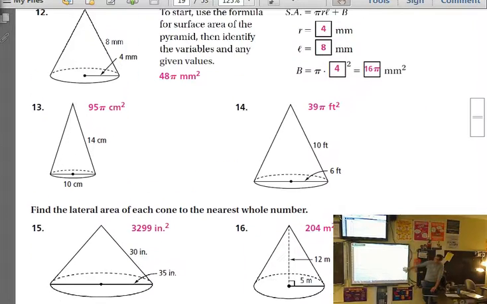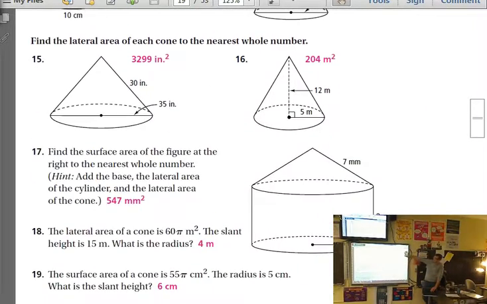On 15, I got the... On 15? Oh, yeah, sorry. You know it's just lateral area, right? Oh, I forgot to. Yeah. So if you had it in pi terms, that would have been 1050.1 pi.